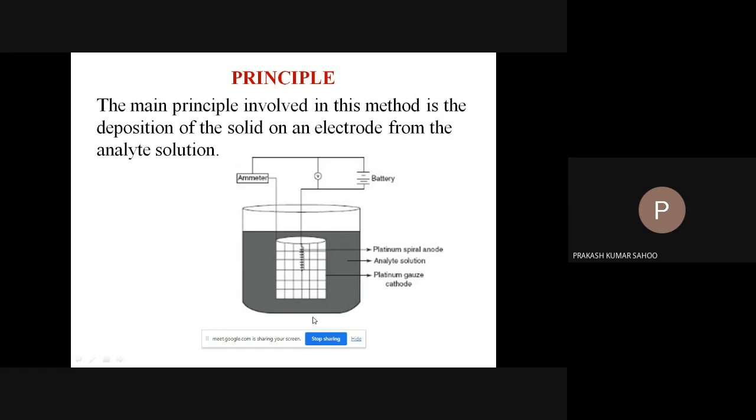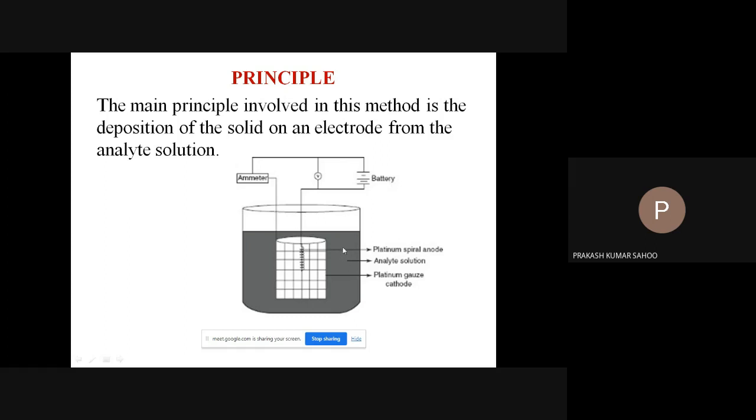the solution. This is the sample solution in a gray color, and we have the net like platinum structure. This is known as platinum gauge. This is the cathode, and this platinum wire is the anode. So we have connected the platinum cathode and platinum anode to the external battery, and we have some potential difference here. And by applying the electricity, what happens?